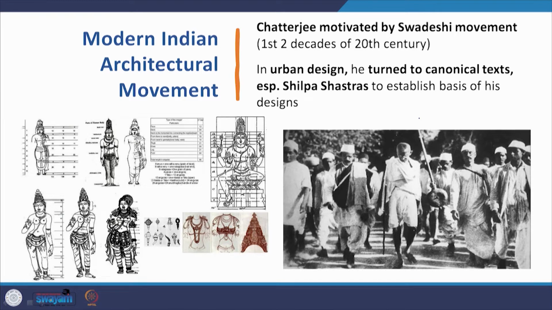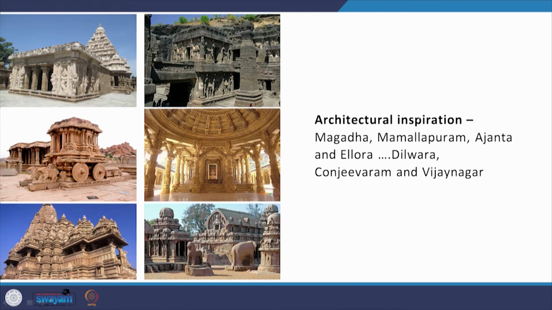In urban design, he turned to the canonical texts, that is the Shilpa Shastras, to establish the basis of his designs. The architectural inspiration that he drew from was Magadha, Mamallapuram, Ajanta and Ellora, Dilwara, Kanjivaram, Vijayanagar. All these different imageries that you see here, he learned from all of them.